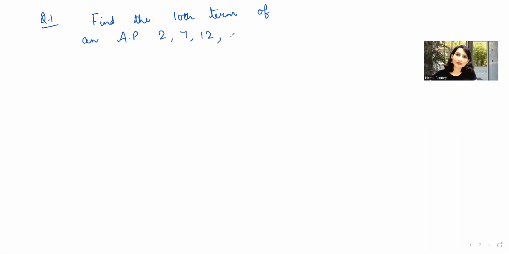Question number 1 says find the 10th term of an AP. AP is arithmetic progression. So the terms are 2, 7, 12. Fine. ये दिया हुआ है कि arithmetic progression है, हमें इसका 10th term find करना है. So quickly we will write the formula first. So it is a plus (n minus 1) into d.